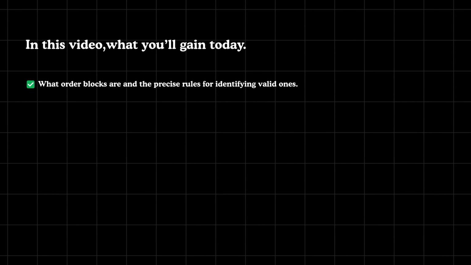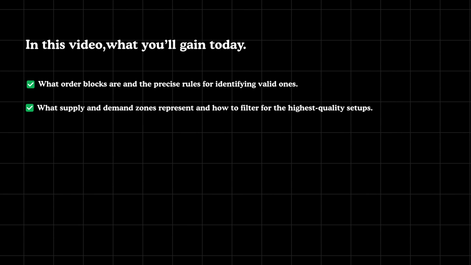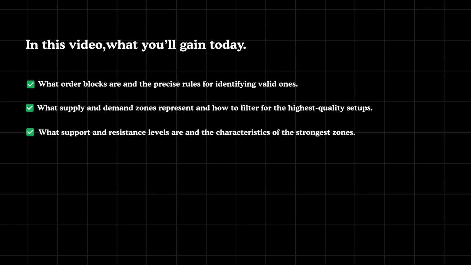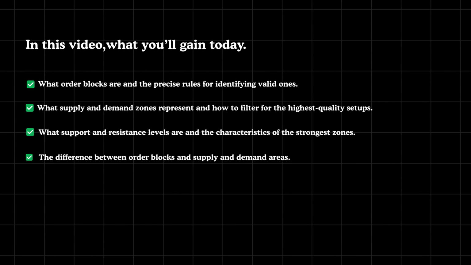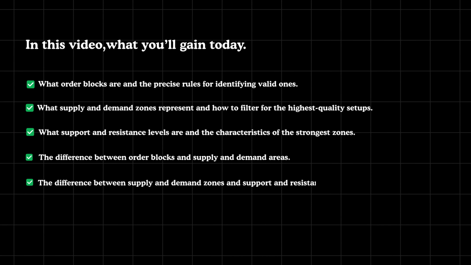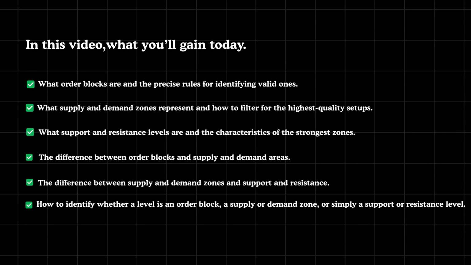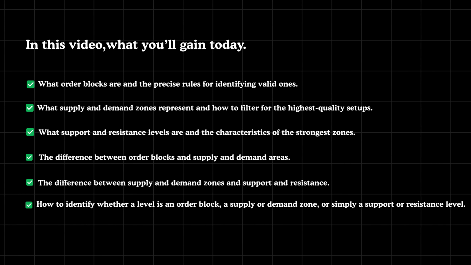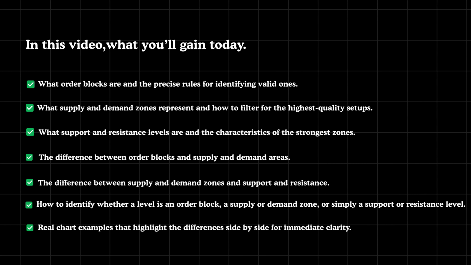Here's what you'll gain today. What order blocks are and the precise rules for identifying valid ones. What supply and demand zones represent and how to filter for the highest quality setups. What support and resistance levels are and the characteristics of the strongest zones. The difference between order blocks and supply and demand areas. The difference between supply and demand zones and support and resistance. How to identify whether a level is an order block, a supply or demand zone, or simply a support or resistance level. Real chart examples that highlight the differences side by side for immediate clarity.